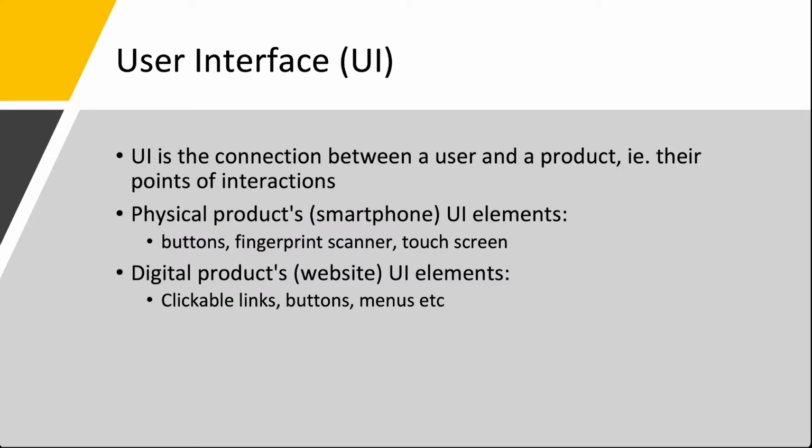What exactly is a user interface? As the word interface goes, it's a connection between the user and the product. This is the points of interaction. For example, it could be physical elements, things like buttons, a fingerprint scanner, a touchscreen. Or it could be digital products like a website's elements, clickable links, buttons, menus, etc. All these are considered UI. So anything you interact with in order to exert some control over that device or the application, or the structure, etc., is part of UI.